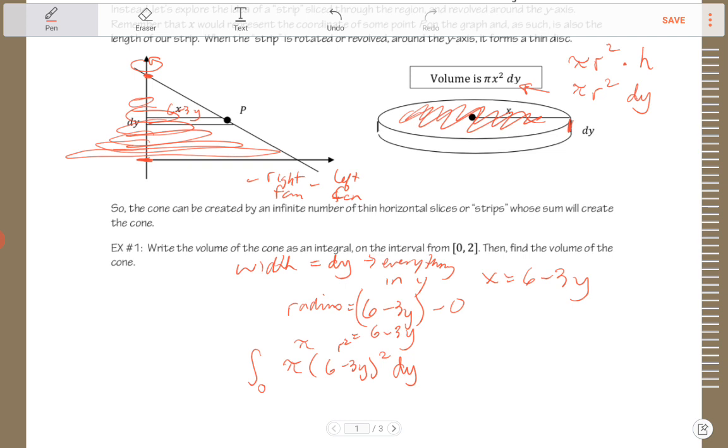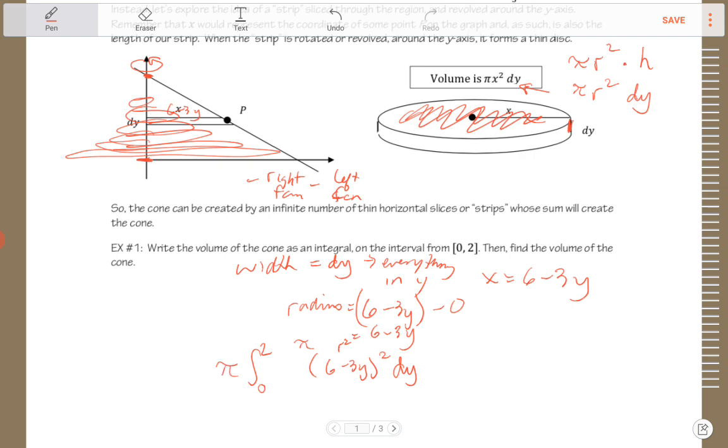What's the y-intercept of x equals 6 minus 3y? That's going to be a value of 2. So we're going to integrate from 0 to 2 of each of these cylinders: pi times (6 minus 3y) quantity squared dy. Okay. Now we know that since pi is just a constant, we can just move it out, and that'll go to the left of our integral.